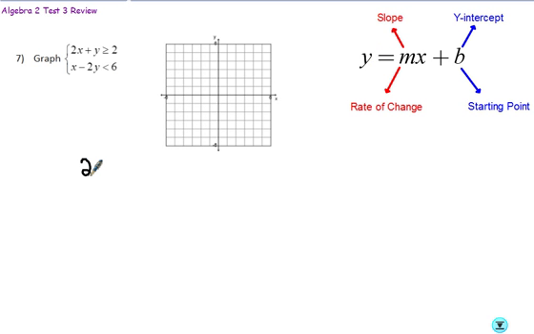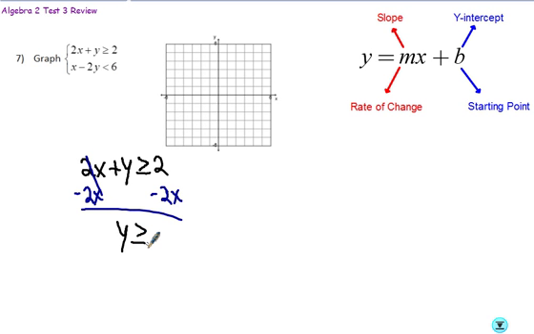So I'm going to take the first one, 2x plus y greater than or equal to 2. And I just need to get everything over to the right. So the 2x is on the wrong side, so I'm going to move the 2x over. And so we get y is greater than or equal to.